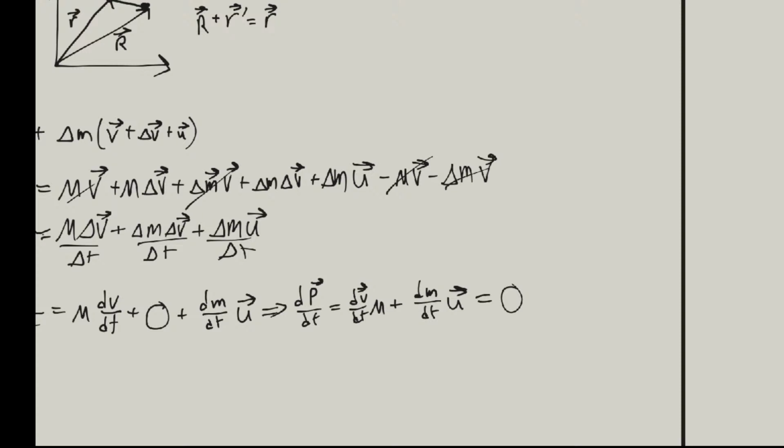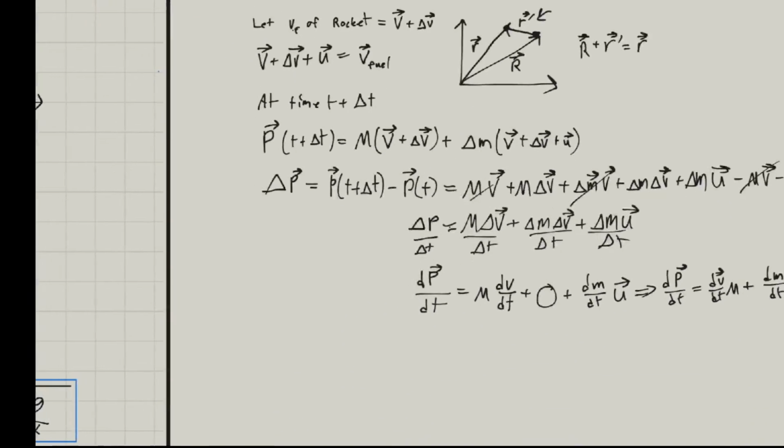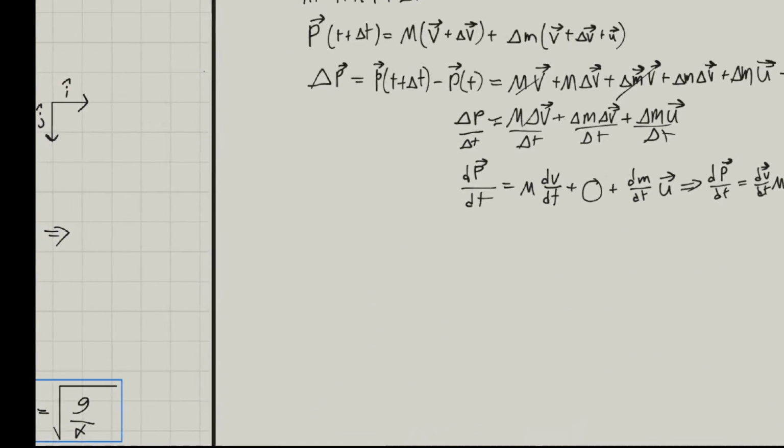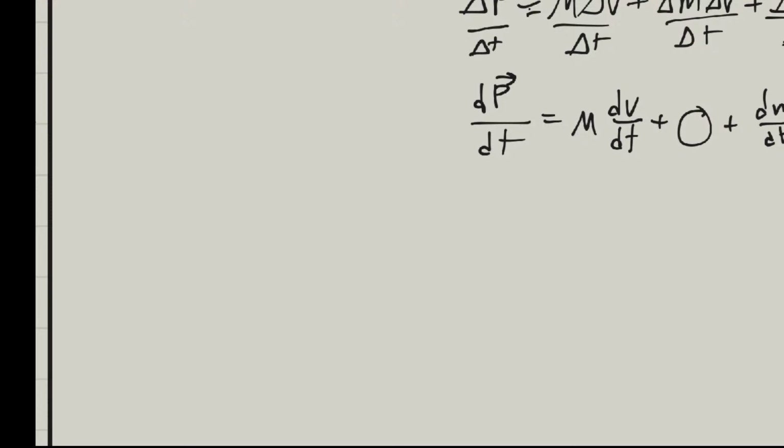Okay, well, if that's true, then let's find our acceleration in terms of dm over dt. That's what we wanted to do. Okay, so let's restart all of this with our newfound information. Given our newfound information, we know that, I'm just going to rewrite it, m times dv over dt plus dm over dt times u equals 0.